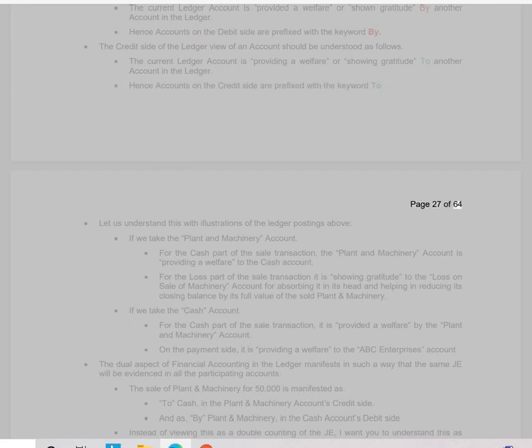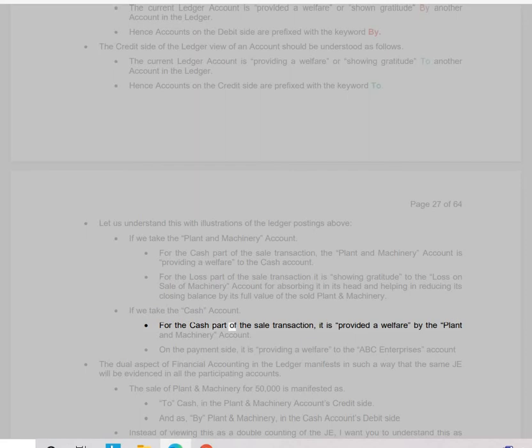Page 27 of 64. Let us understand this with illustrations of the ledger postings above. If we take the plant and machinery account: for the cash part of the sale transaction, the plant and machinery account is providing a welfare to the cash account. For the loss part of the sale transaction, it is showing gratitude to the loss on sale of machinery account for absorbing it in its head and helping in reducing its closing balance by its full value of the sold plant and machinery.